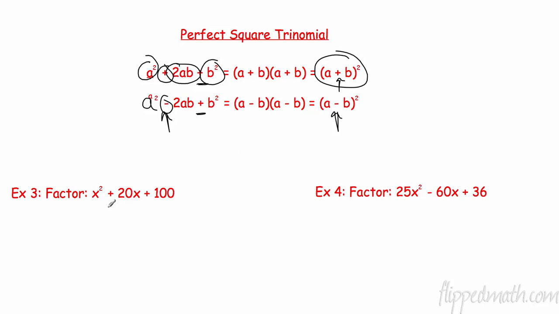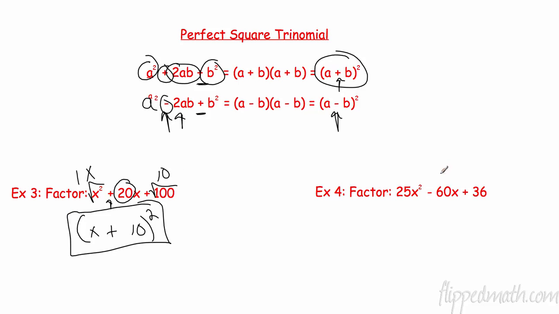So let's come over here. The first thing I need to look at is, is this square root a perfect square? Yeah, that's x. Square root of this one is 10. So this is like 1 times 10, which is 10. I have to double it. 10 times 2 is 20. This works, so I know my answer is x and 10. And this is a positive, so this is a positive squared.